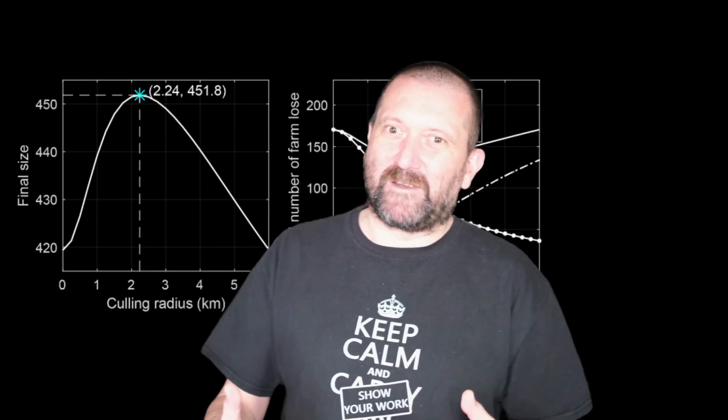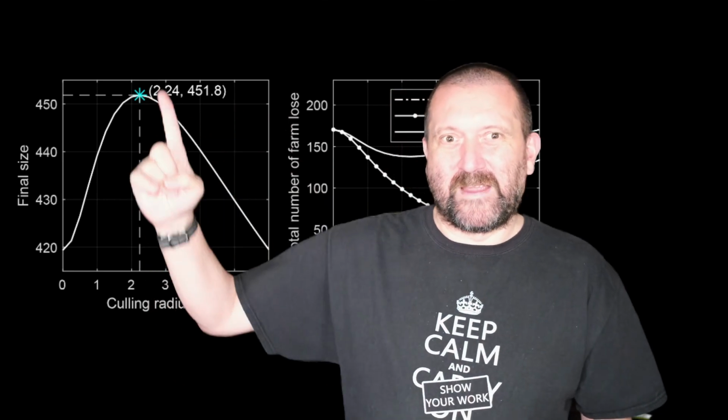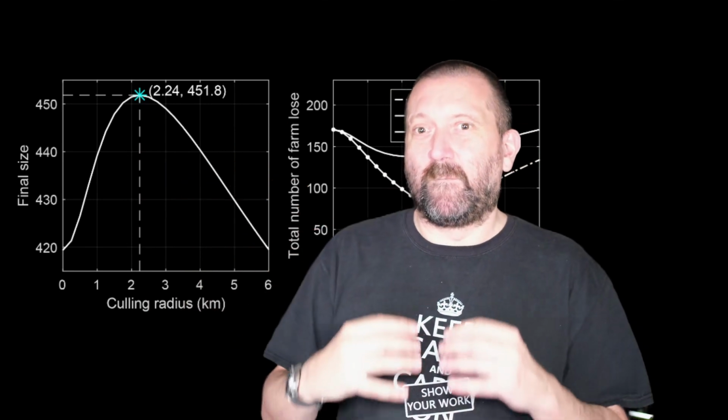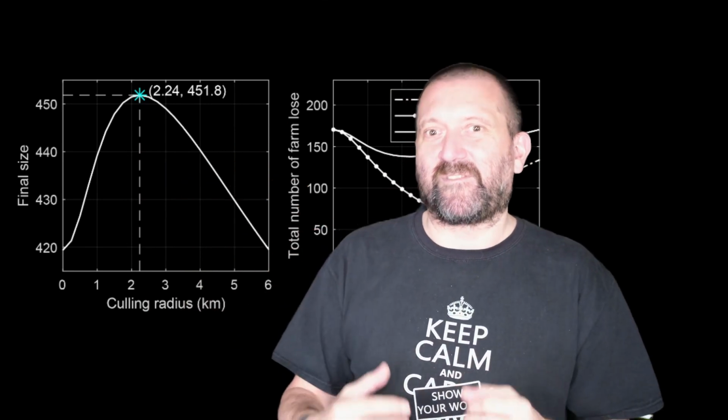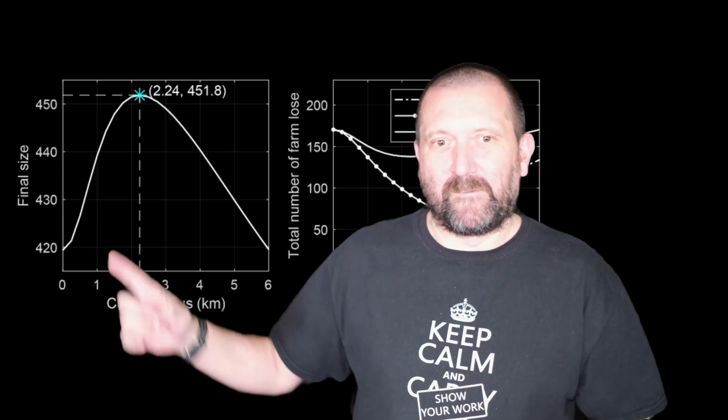Typically, we think of final size more as, well, no, it would be the attack rate. So final size is good, but I should specify, final size for S. So this is the ideal final size in the sense that this is where you have the most farms unaffected by the epidemic, still susceptible at the end of the epidemic.